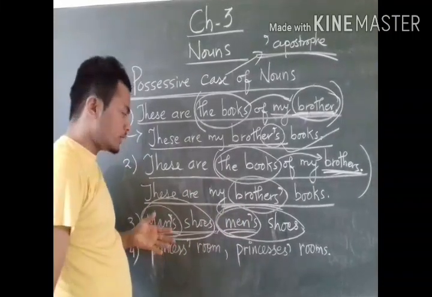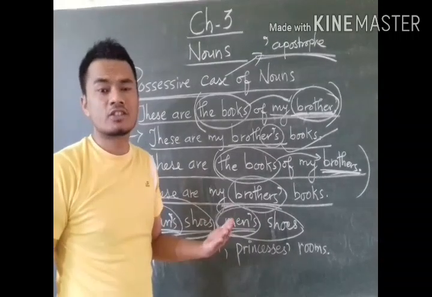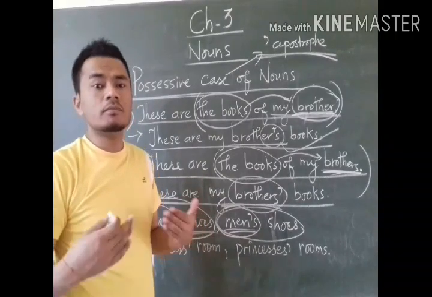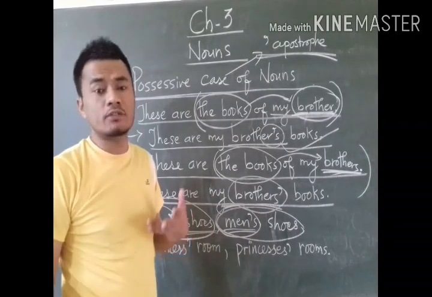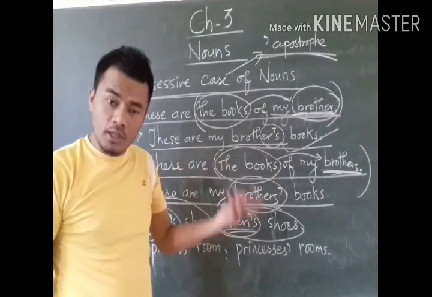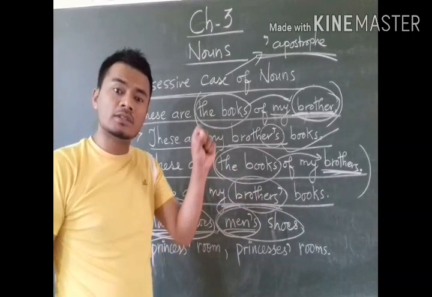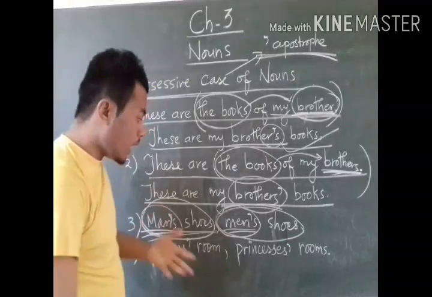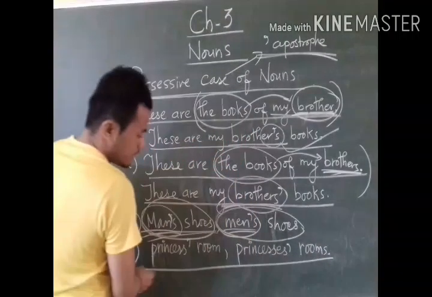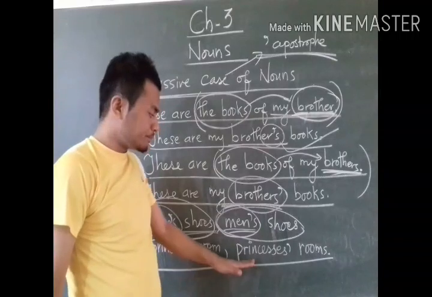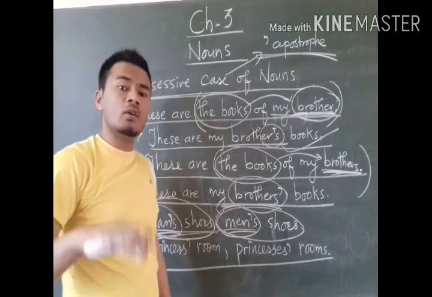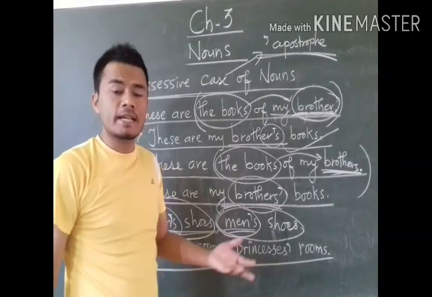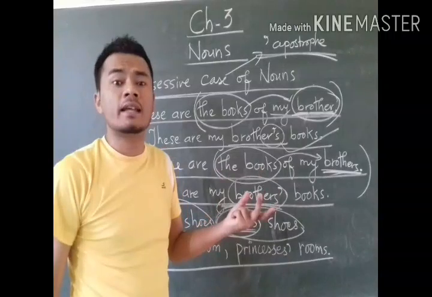Okay, understood? Like woman's sari or women's sari. So singular and plural both take apostrophe s if the nouns end with n. Now in some cases, both singular and plural need only apostrophe, like if the nouns end with s.